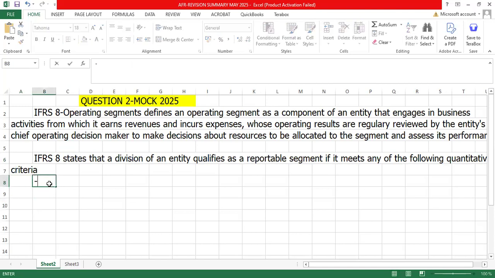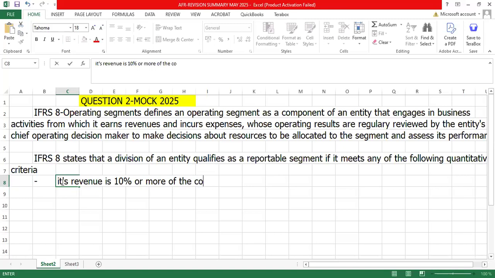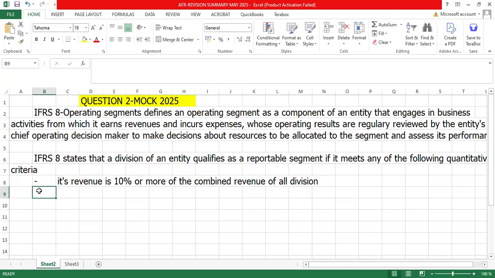One, its revenue. If its revenue is 10% or more of the combined revenue of all divisions. That is number 1. If you realize that a division contributes 10% or more of the combined revenue, then that one qualifies to be a reportable segment.